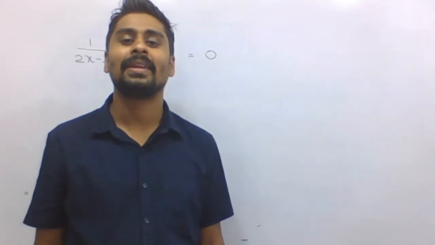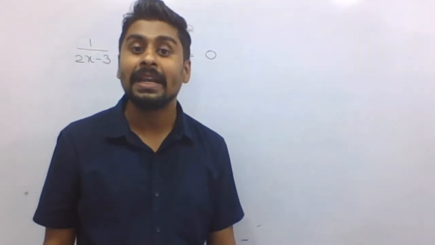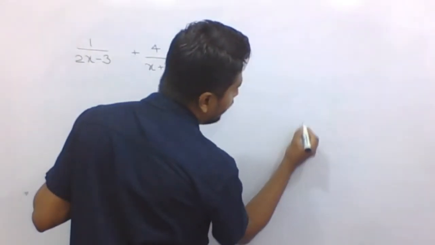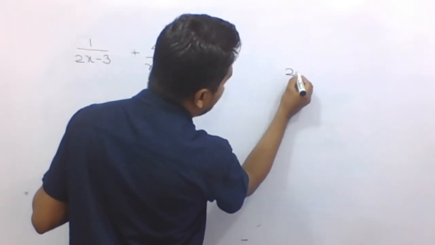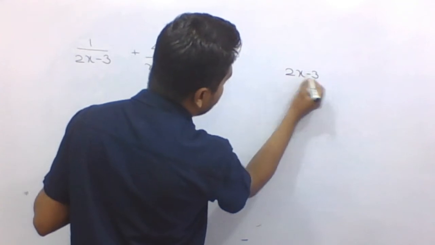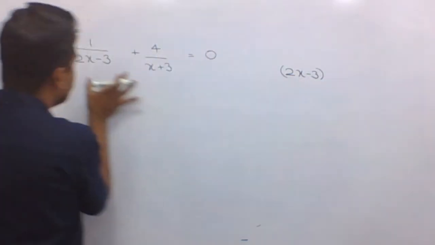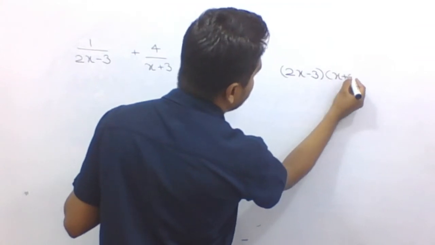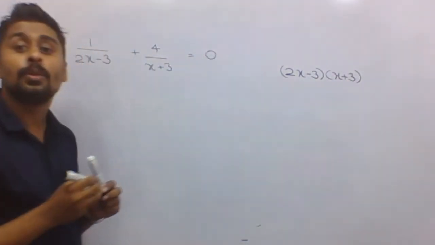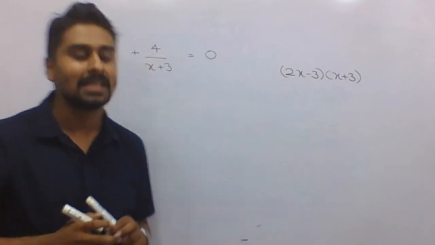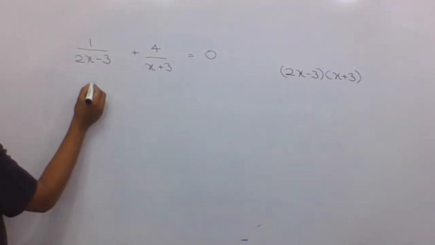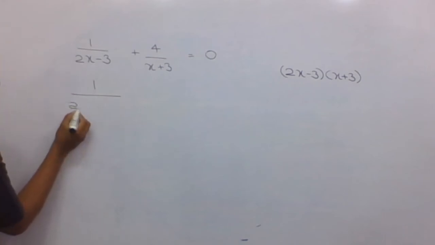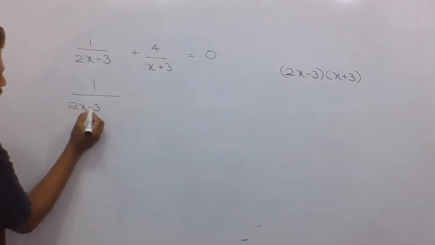So in that case what are we doing? The product of them is the common denominator. So I will write it here. This is the common denominator: 2x minus 3 multiplied by x plus 3. Now clear? Right. So we know that here is 1, here 2x minus 3.